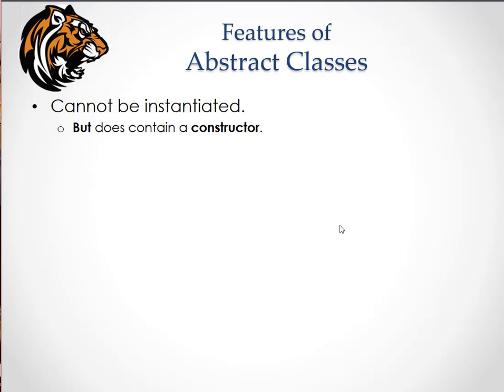Abstract classes do contain a constructor, which you might think to yourself, well, why do they contain a constructor if you cannot make objects of the abstract class? Well, you'll see in examples later why it's necessary to have a constructor, and that's primarily because the subclasses can call the constructor of the superclass, the abstract class, and that happens a lot. So the abstract class can have a constructor, even though you don't actually make objects of the abstract class.